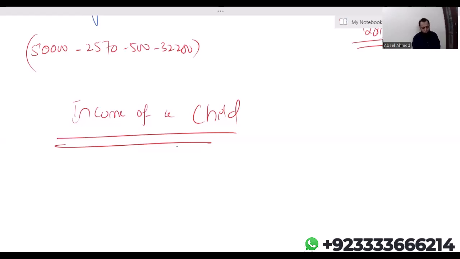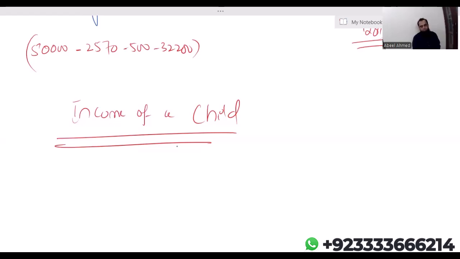How is it possible? I'll give you the example. Let me repeat. If the child's income is a result of a gift from parents, and that income is more than 100 pounds, then that income will belong to the parent who has given the gift.